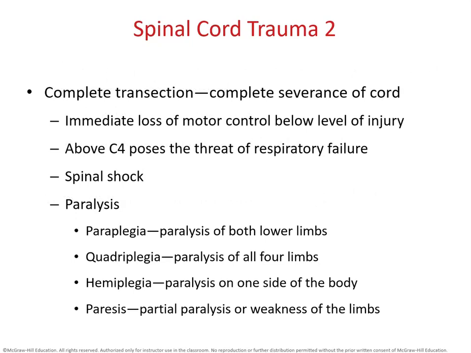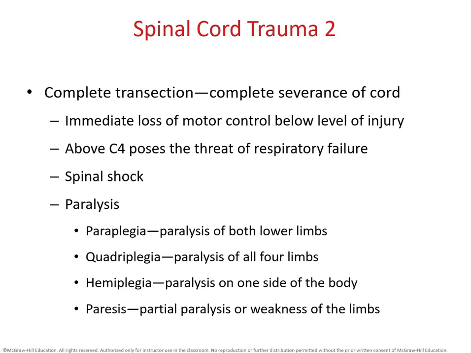When the spinal cord is completely severed, we call that a complete transection. When that happens, all motor control below the level of that injury is lost immediately. If this happens at C1, C2, or C3, we have the possibility of respiratory failure, as the diaphragm will no longer be innervated and allowed to work. We can see symptoms of spinal cord shock. We can also see various types of paralysis.